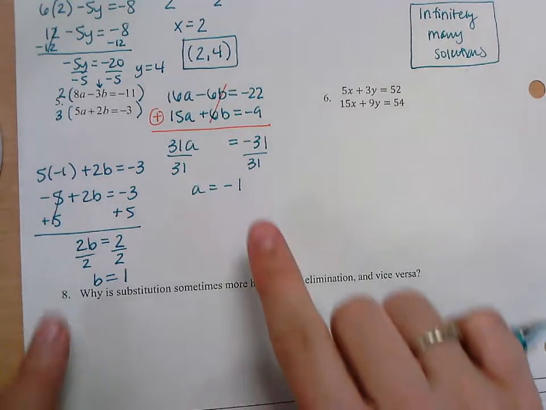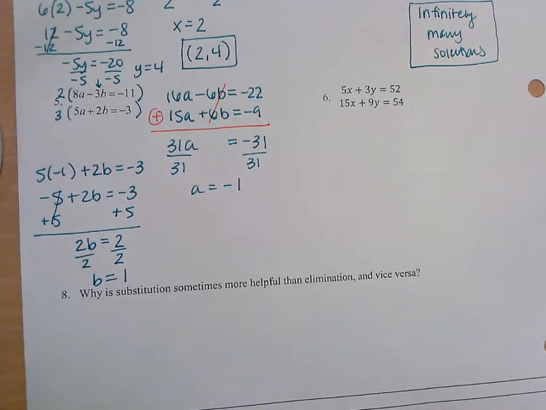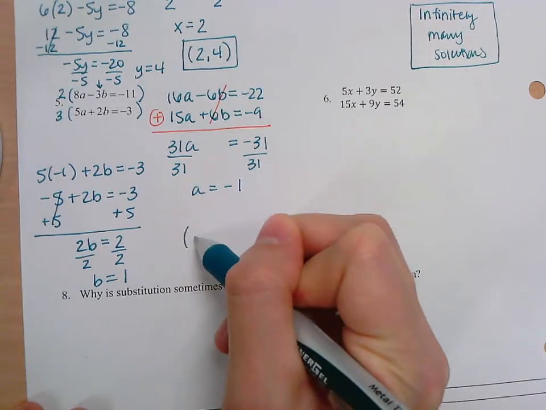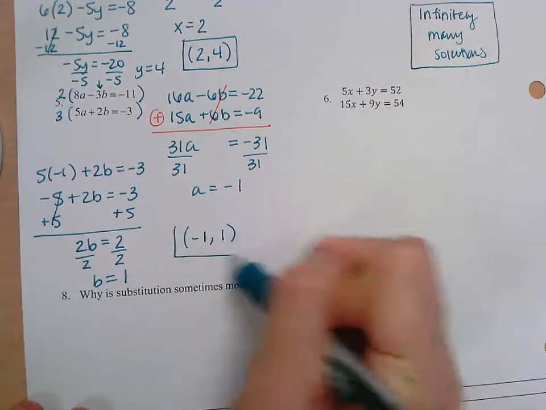So when you have variables that aren't x and y, just keep in mind in an ordered pair, x comes before y, it's alphabetical order. Same thing applies here. So a is like your x, b is like your y. Keep it alphabetical. So I'd have negative 1, 1.